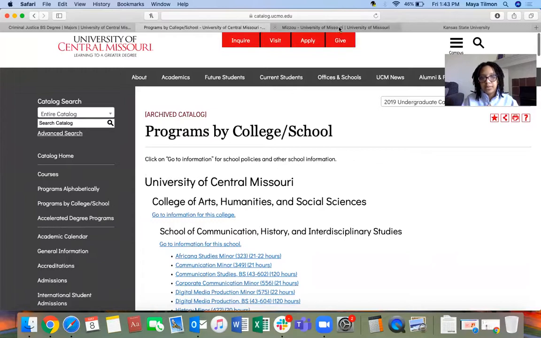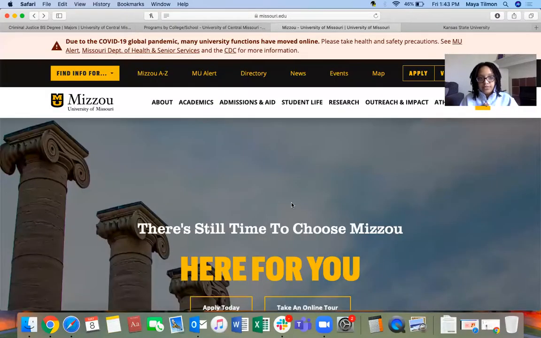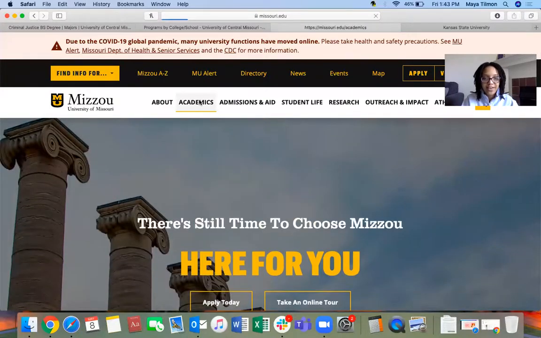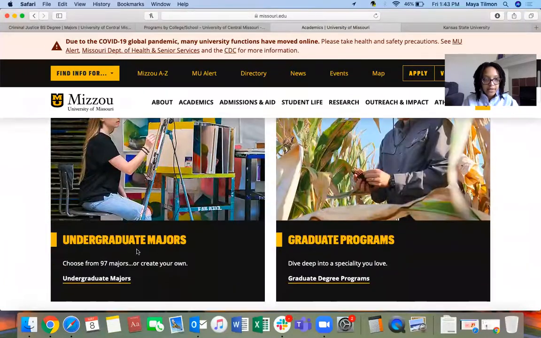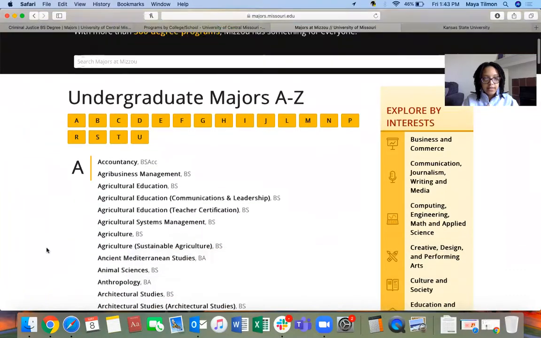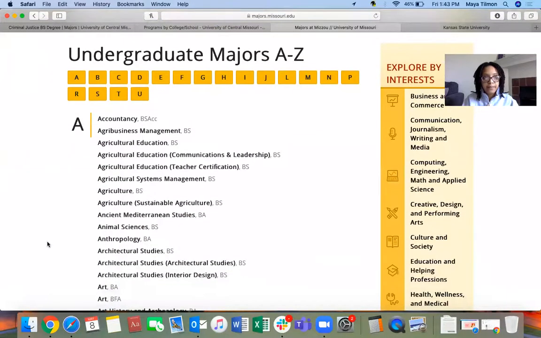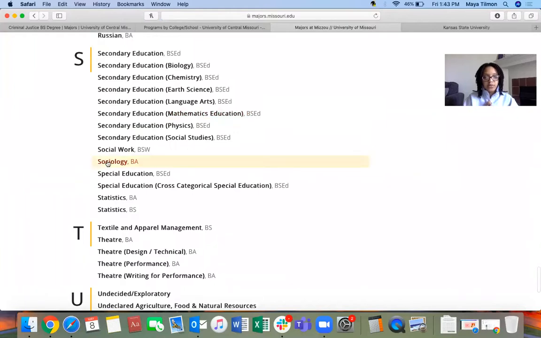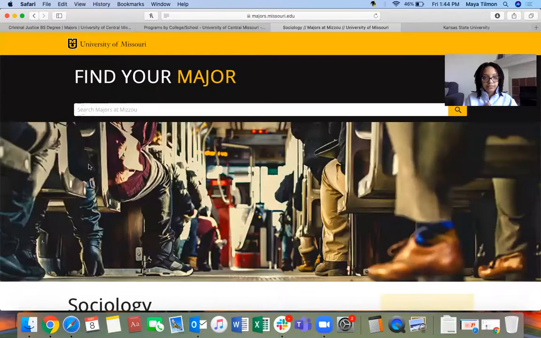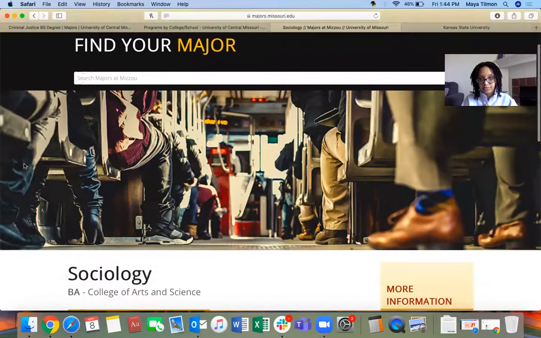So that's UCM's website. Now we're going to move on to Mizzou. So you would go to Mizzou's website, click on academics, undergraduate, so you're going to be an undergraduate, click on that, and then Mizzou doesn't have, well, it's not called criminal justice. So Mizzou's criminal justice program is under their sociology major. So you would click on sociology, and that's something that I had to learn just through research.